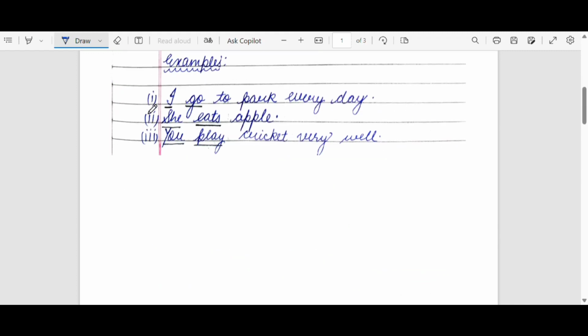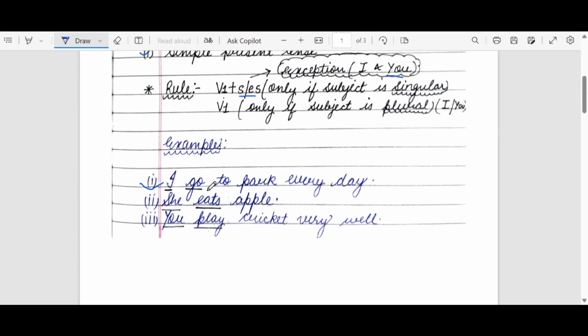Let us see some examples. The first example is I go to park every day. Again, this exception has come that with I, S or ES is not used with verbs. Second is she. She is singular. This rule has applied here. She eats apple. Eat V1 with S as she is singular, apple. Third, you play cricket very well. You is an exceptional case. So we haven't used S with play.